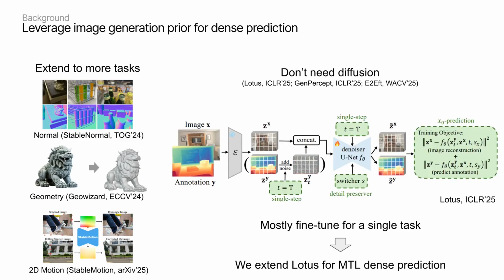Recent approaches show that diffusion is not actually needed for dense prediction. Lotus, for instance, trains with a unified latent MSE loss. However, these methods are mostly fine-tuned for a single task. We extend Lotus to multitask dense prediction, aiming for a more generalized approach beyond single-task fine-tuning.